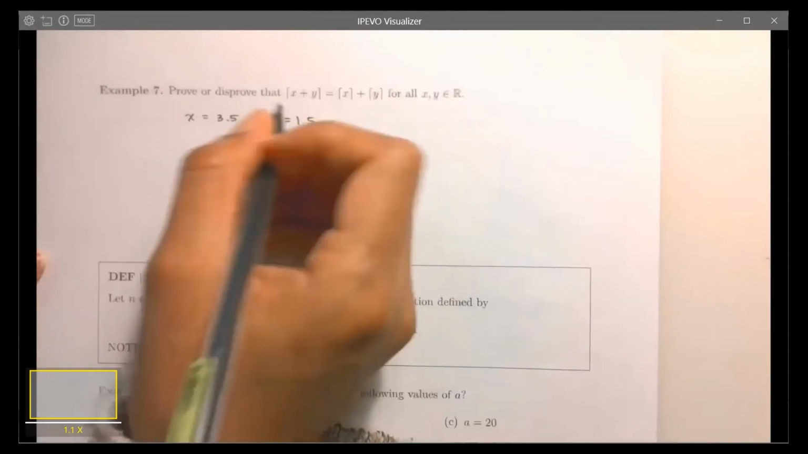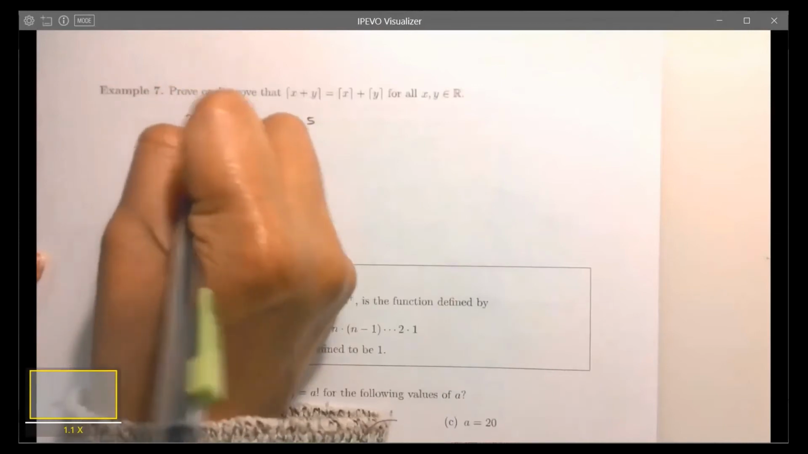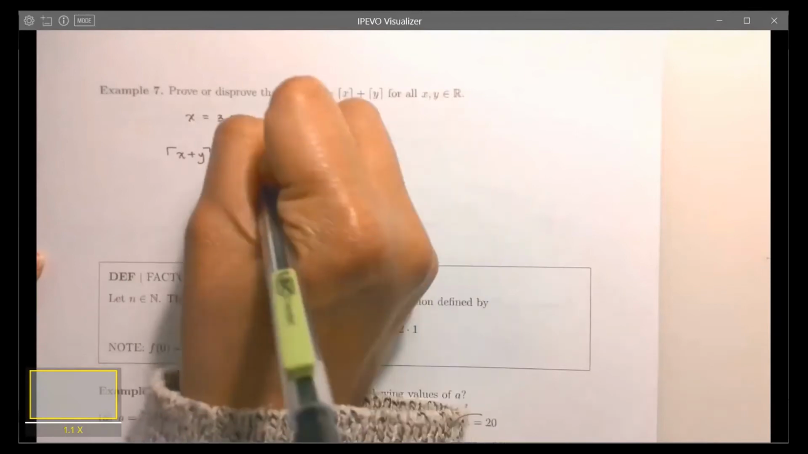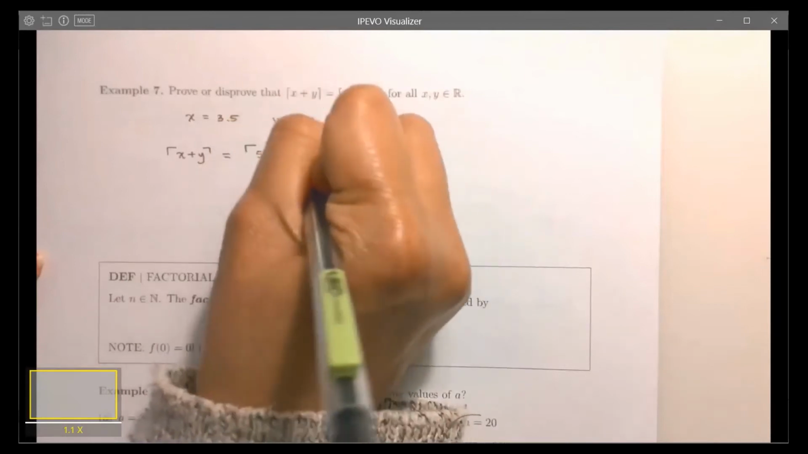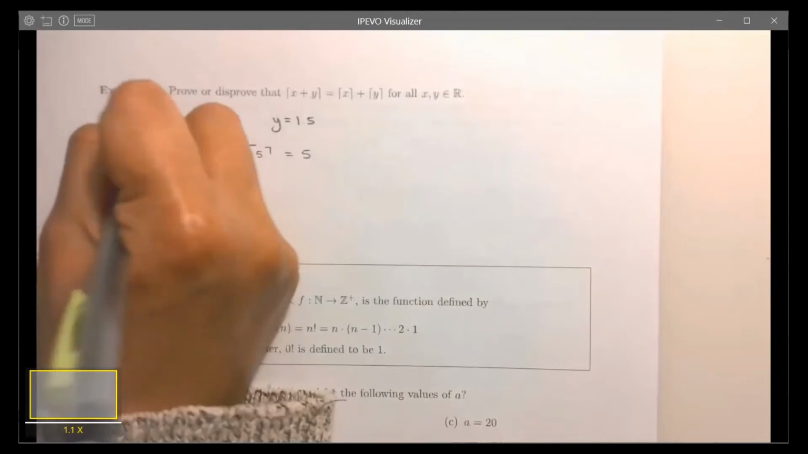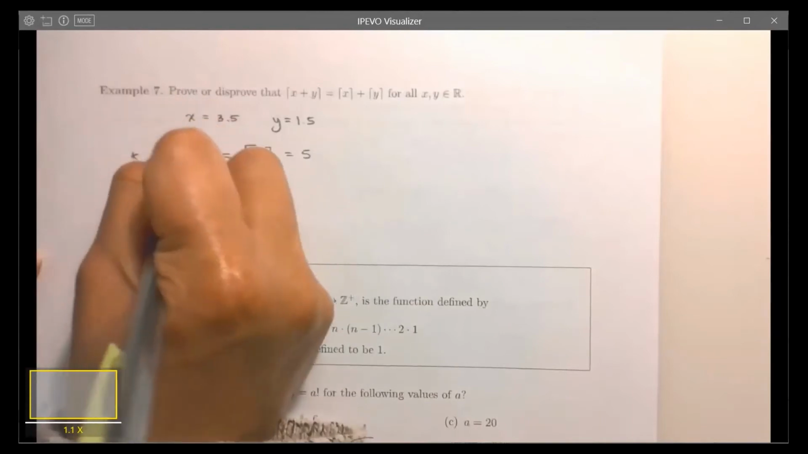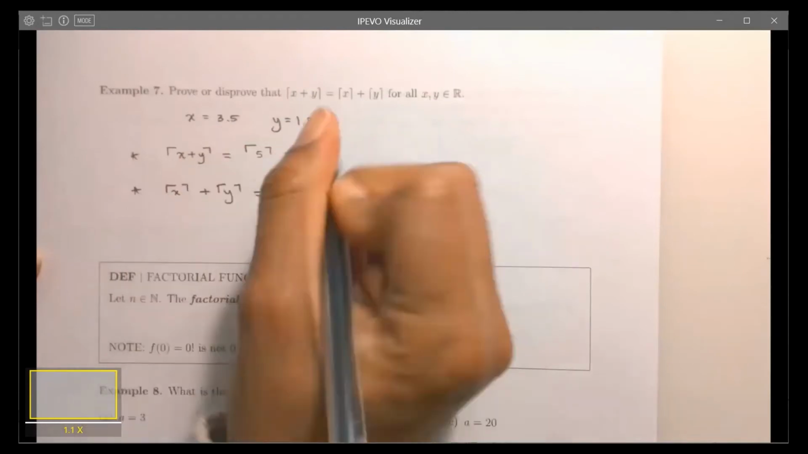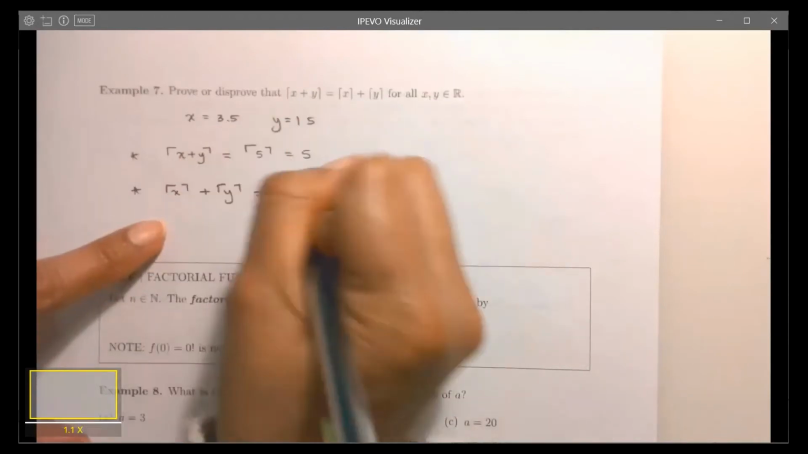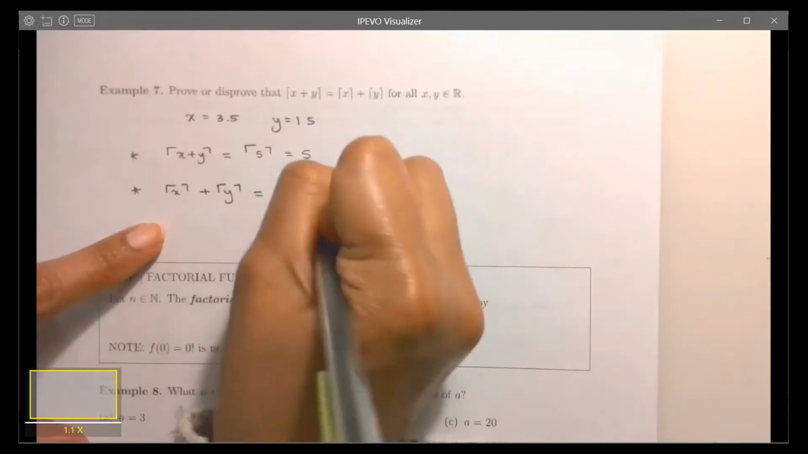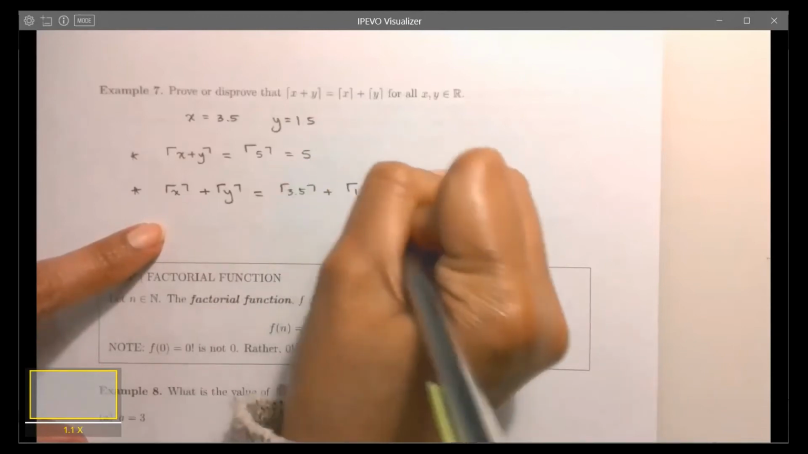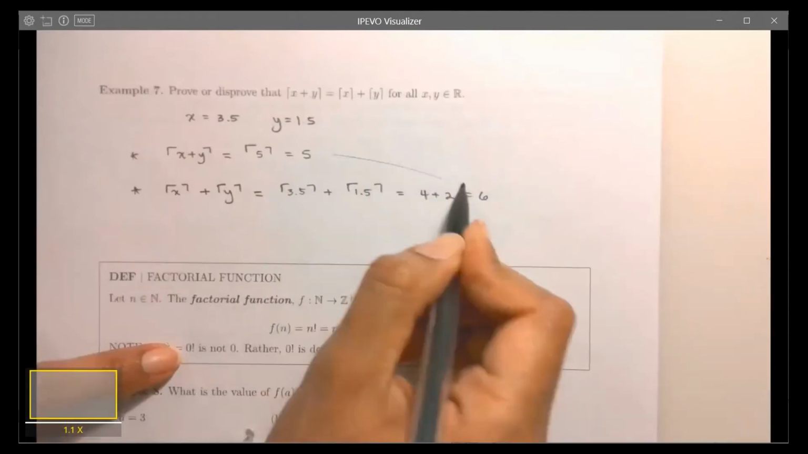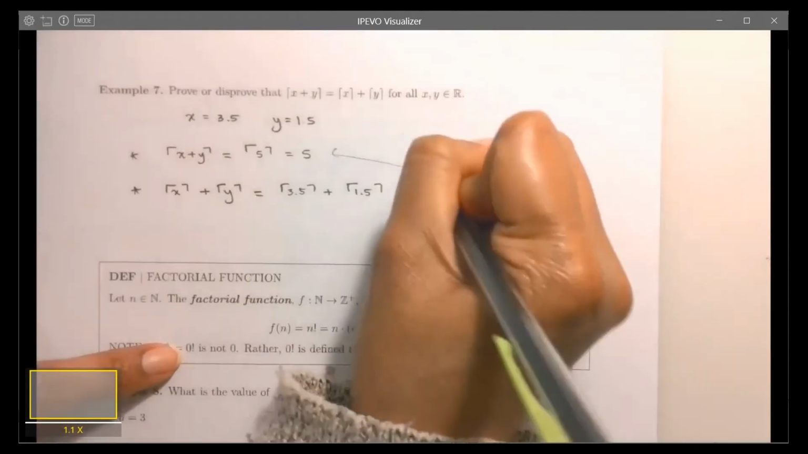If I take the ceiling of x plus y, that is the ceiling of 5, which is simply going to be 5. But if I then take the ceiling of x plus the ceiling of y, that is the ceiling of 3.5 plus the ceiling of 1.5. It's 4 plus 2, which is 6. So here we can see that they are not equal.